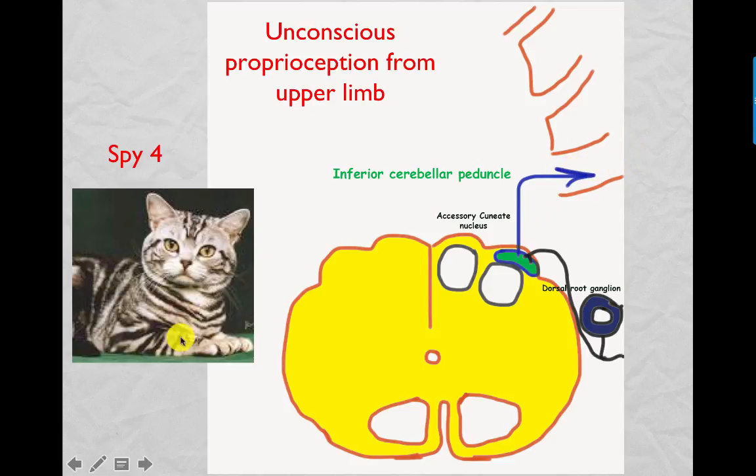So from the upper limb, remember the upper limb here has its own special connection, where the larger cells in the posterior root ganglia in the area supplying the upper limb will give impulses to the accessory cuneate, and then the axons of the accessory cuneate will enter the cerebellum through the inferior cerebellar peduncle, and this is number 4.